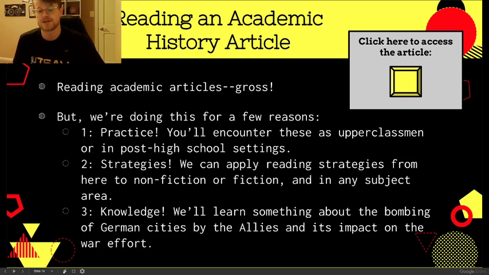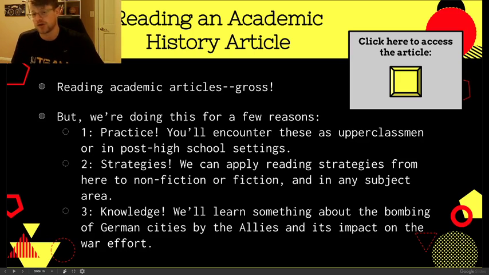We are going to spend the rest of the class actually reading this academic history article. The reason we're going to do this is because there's one of those fronts that we just skipped back there, and that was the whole Allied bombing against Germany. I'm going to do this with you here, at least walk you through it.